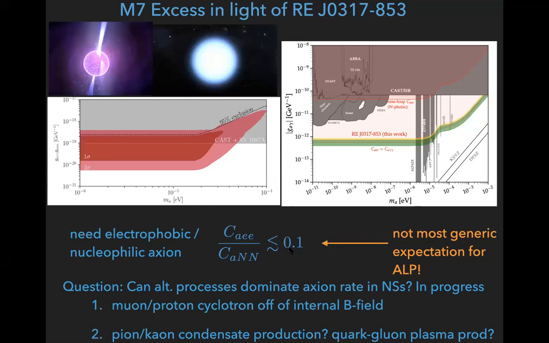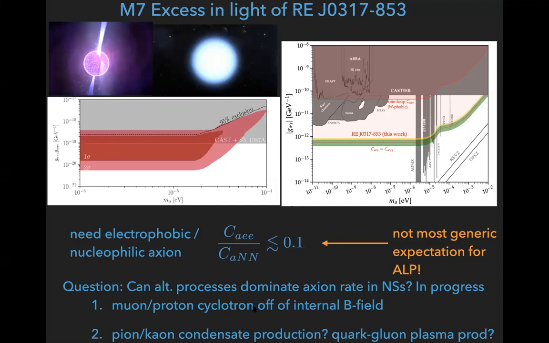Can there be alternate processes going on inside the neutron star which dominate the axion rate? So one thing I'm working on right now is looking at muon and proton cyclotron production. We have a muon or a proton inside your neutron star curving around in the magnetic field, the internal B field, and then emitting axions. And it seems like this could actually produce the dominant axion flux for strong internal magnetic fields. But are there other contributions?